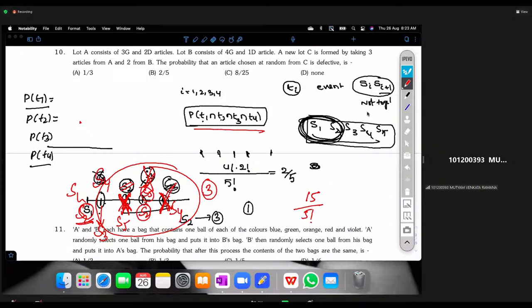Where is he? His mic... my audio is audible to you people.